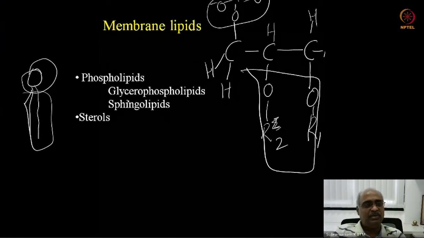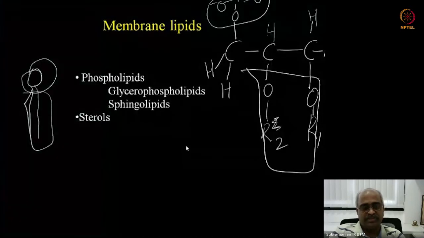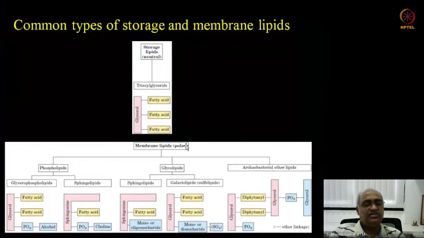And the phospholipids are of two types. One is glycerophospholipid and the other one is a sphingophospholipid. So we'll look at both of these now. This triacylglycerol you are already familiar with, this storage lipid. Now we are looking at the membrane lipid because they are polar. And one major group among them is the phospholipids. And phospholipids, there are two types.